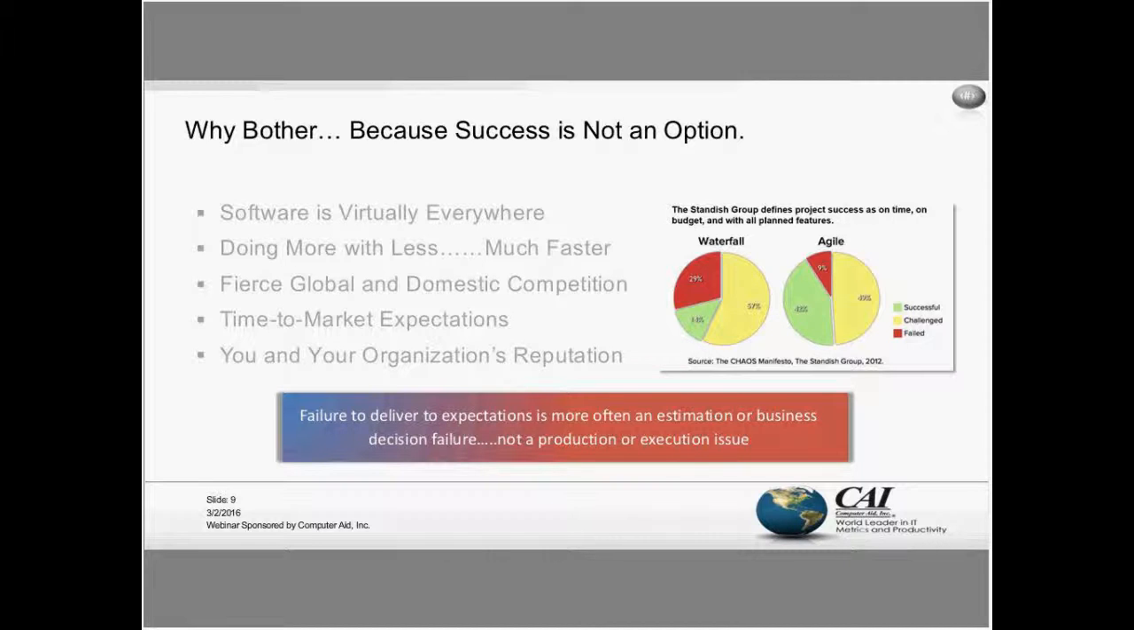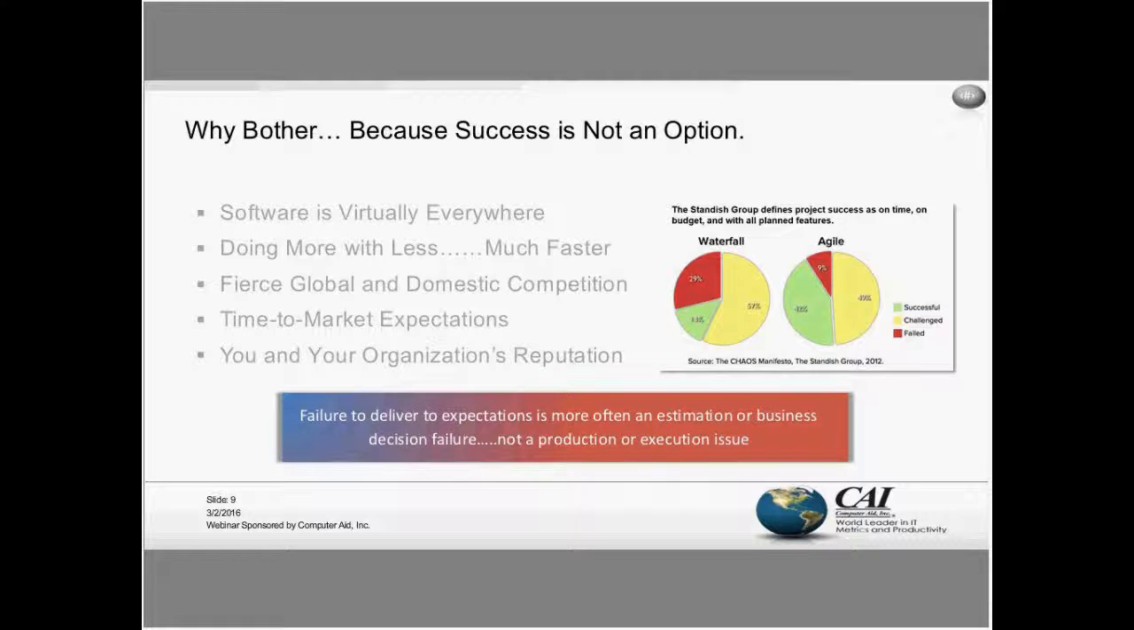So if successfully delivering software capabilities and value is so important, what's been our track record historically? So I put some fairly recent statistics up here, and we've got them broken out in terms of project success rates by projects that used a more waterfall-type methodology versus projects that used more of an agile type of methodology. And you can see that improvement as we move from waterfall to agile in terms of more of the projects being identified as successful, but we still have over half the projects that would be listed as challenged or failed.